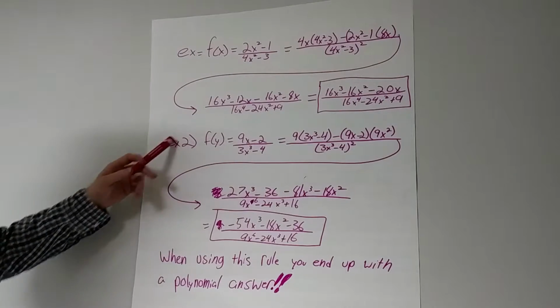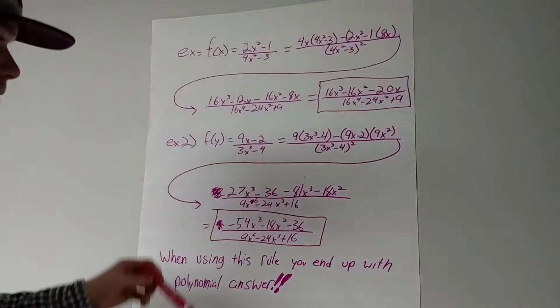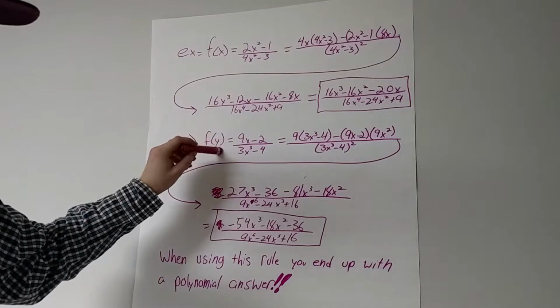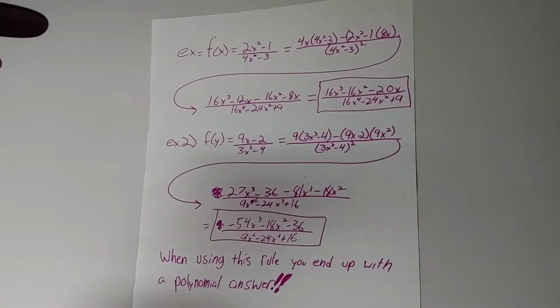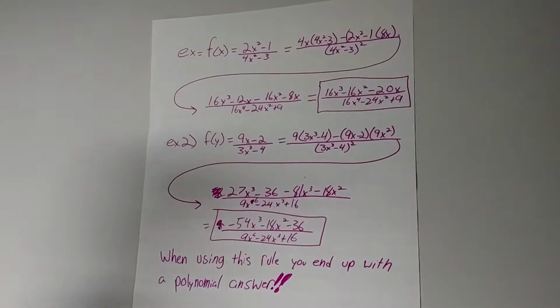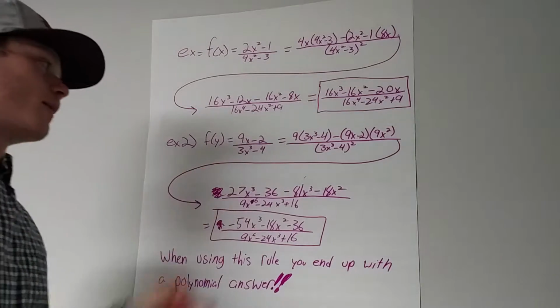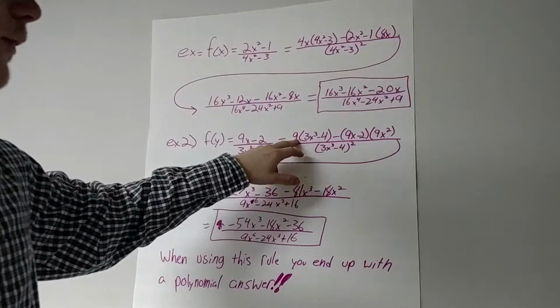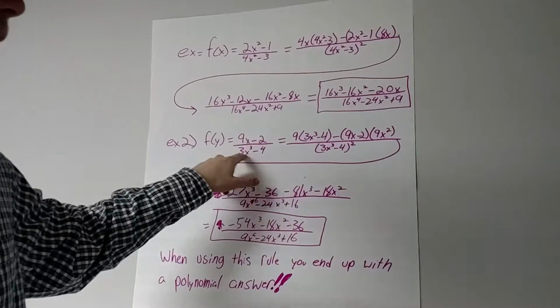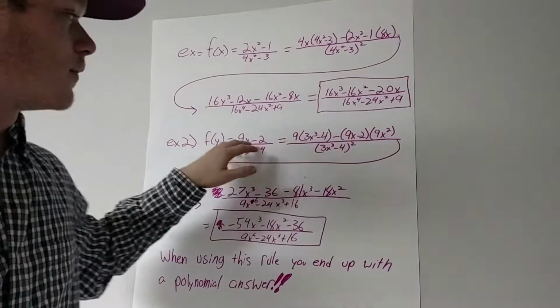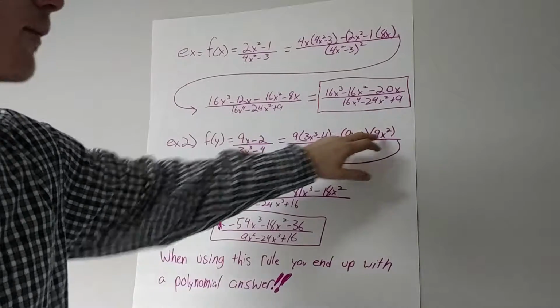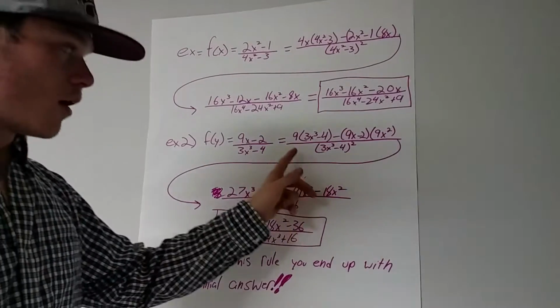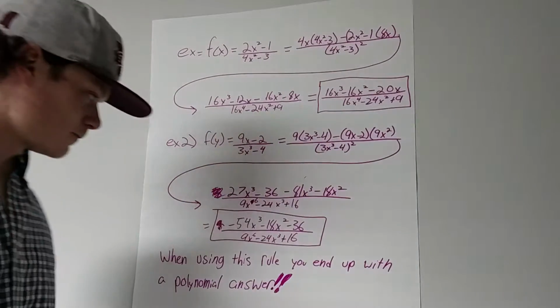Here's another example that I did. The function f of x is 9x minus 2 over 3x cubed, my apologies, minus 4. Same simple function: derivative of the first, which is just 9, times the bottom function, minus the original top function times the derivative of the bottom function, all over the bottom function squared.